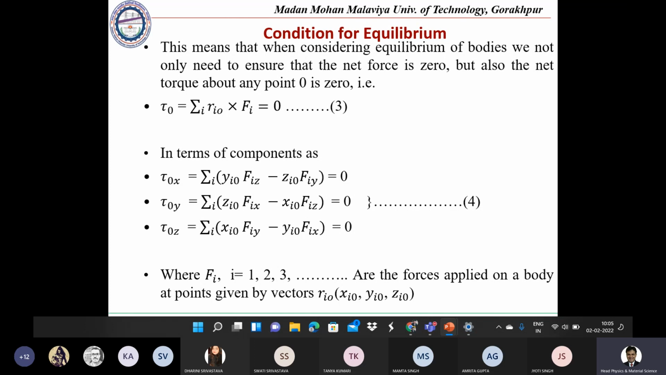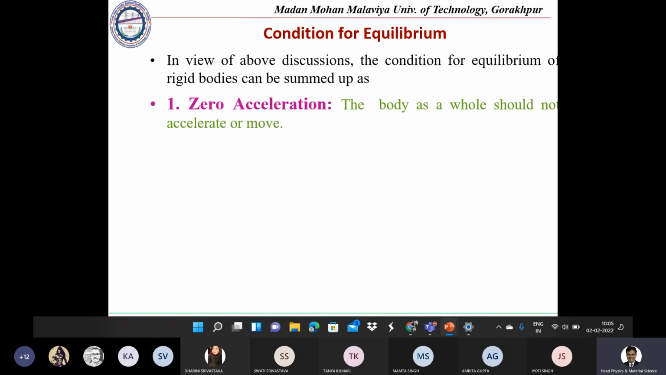There will be a tendency for rotation of the body, and that is the cause of the torque on that body. Okay, thank you. I think I should proceed now.